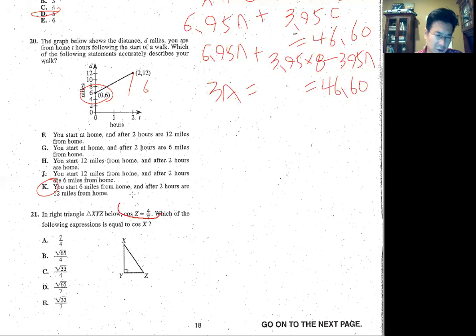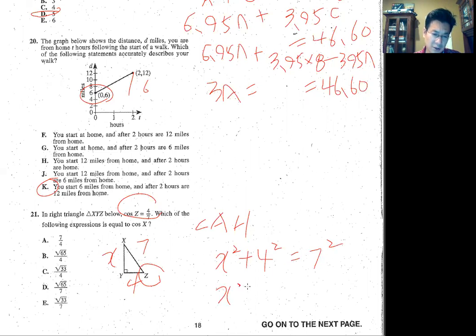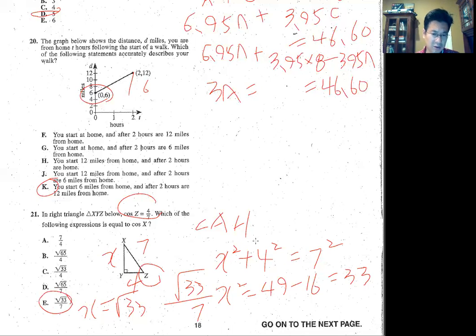Triangle, this cosine z is this one. So cosine is adjacent over hypotenuse. From here, adjacent is 4, hypotenuse is 7. And then let's say this is x: x squared plus 4 squared equals 7 squared. So x squared is 49 minus 16, 33. So then x is root 33. Then it says cosine x. So cosine x is adjacent over hypotenuse, adjacent is x, so root 33 over hypotenuse 7. So E is the answer for this one.